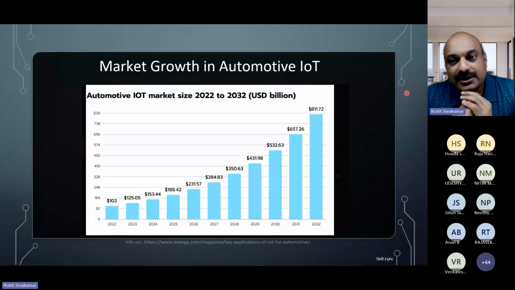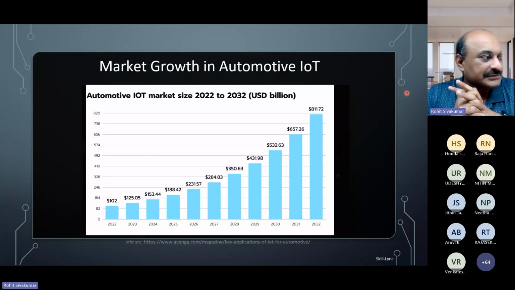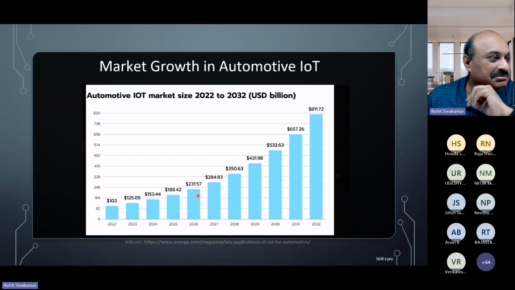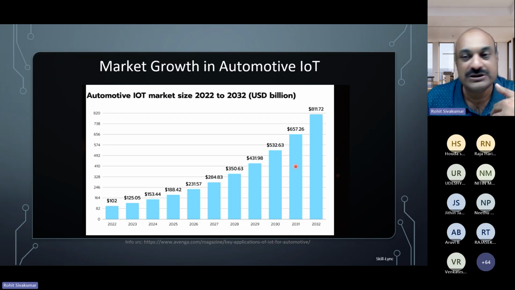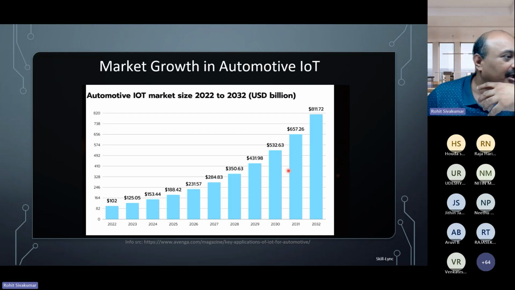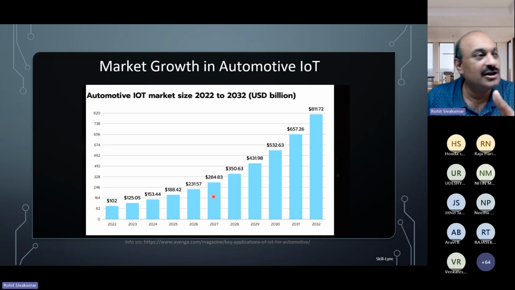Now let's take a look at the market growth of IoT. It has been growing year on year by roughly 20 to 30%. Starting in 2022, when the trends really started picking up, it was a market of around $102 billion. It's expected that by around 2032, this market is going to be $800 billion, almost a 400% jump. So this is the potential of what automotive is today.